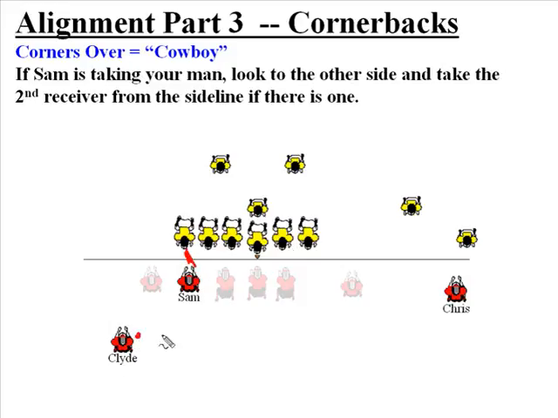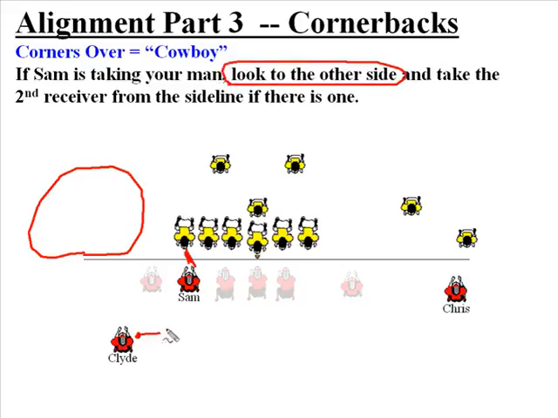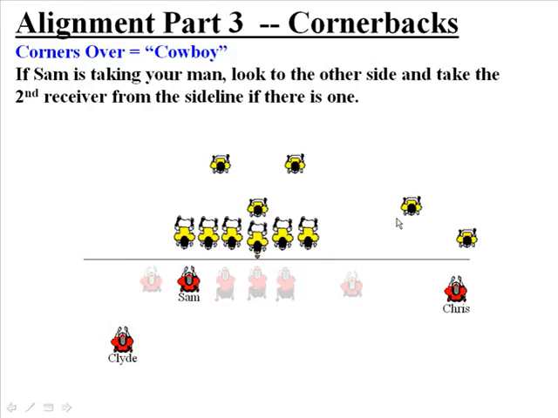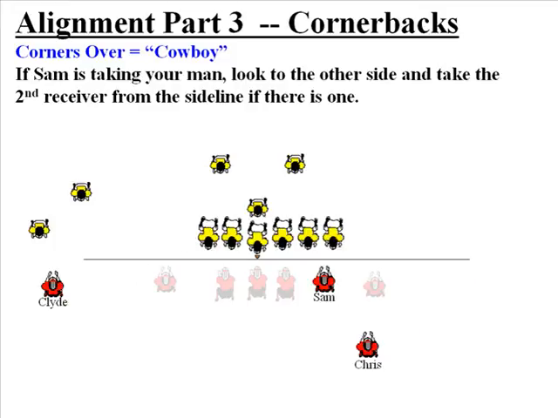And Clyde is left going, what the heck? Who am I going to take? Okay, there's no receiver over here. So what Clyde does, what it says here, look to the other side. You look with your eyes to the other side, and you take the second receiver from the sideline if there is one. Is there a second receiver from the sideline? And the answer is yes. All right, he's right here. So, what's Clyde going to do? He's going to move over there, mirror that man's depth from the line of scrimmage, and shade him to the inside.